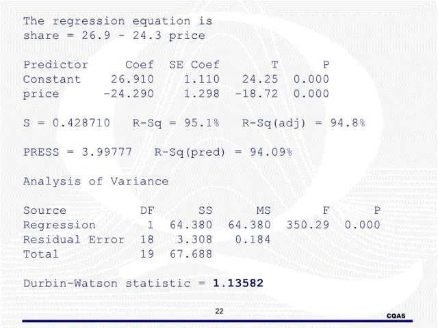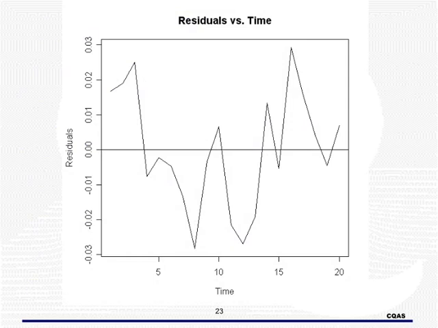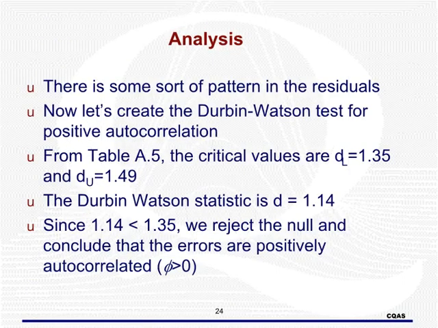Notice that the DW stat is 1.13. We would need to check this against the values in the table. Another thing to note is the residual versus time plot. You can see that we do have some clustering of like sign residuals. Let's run the test. We see that the DW statistic is indeed less than the lower bound. This is an indication that we do have positive autocorrelation.